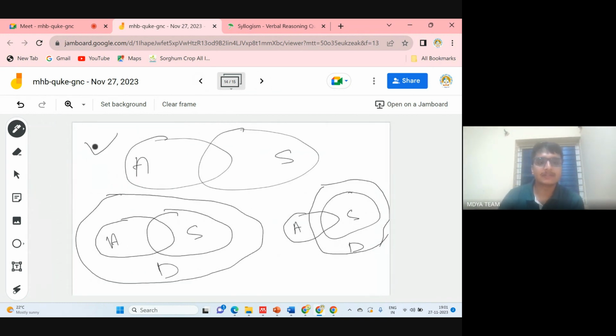First we created this Venn diagram. Some actors are singers. Then all singers are dancers. It means the singer will come under the circle of dancer. So you can draw it in two types. It can also include all the actors or it will not include all the actors.